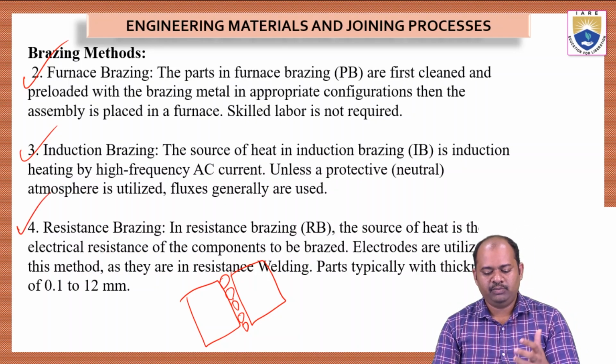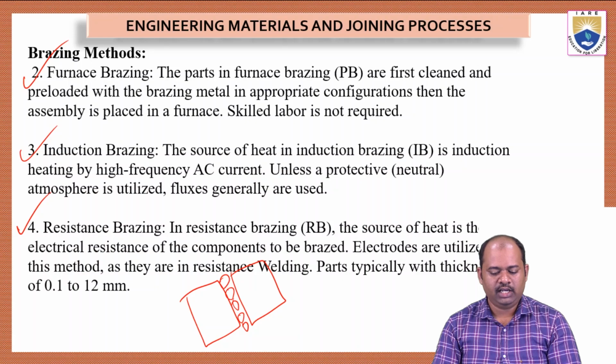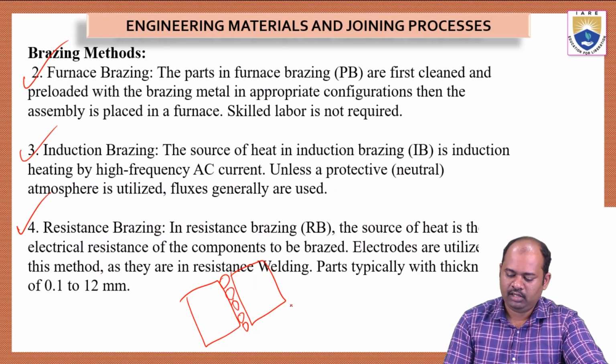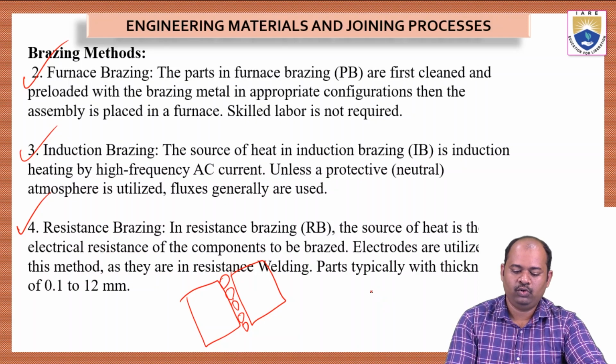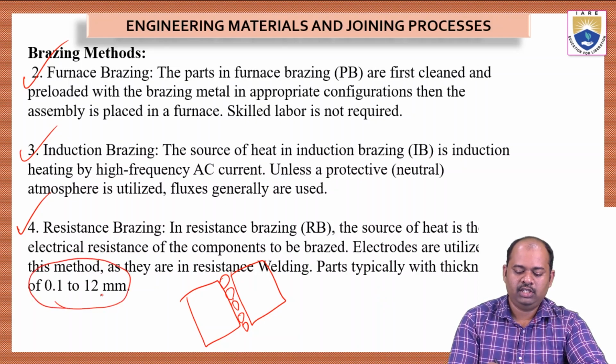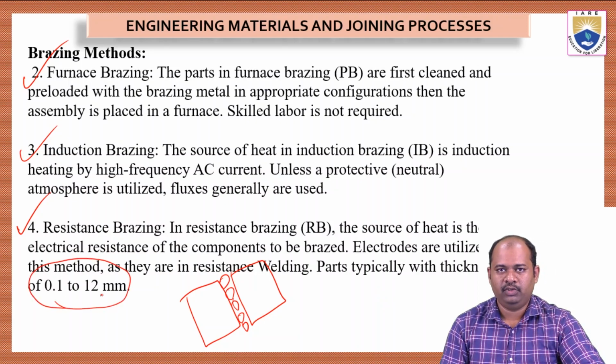And then we have resistance brazing. In resistance brazing, the source of heat is the electrical resistance of the components to be brazed, and electrodes are utilized in this method as they are in resistance welding, for parts typically with a thickness of 0.1 to 12 mm. So if the thickness is between 0.1 and 12 mm, we should go for resistance welding.